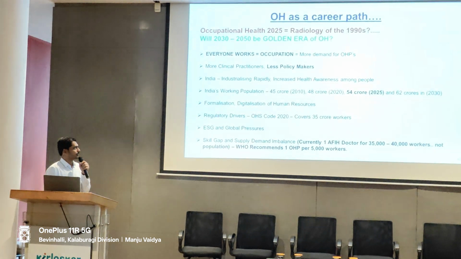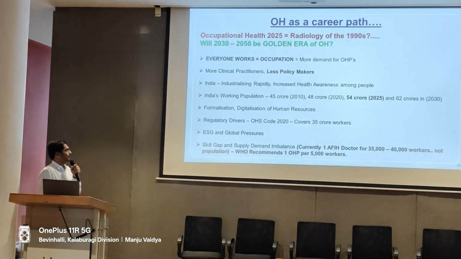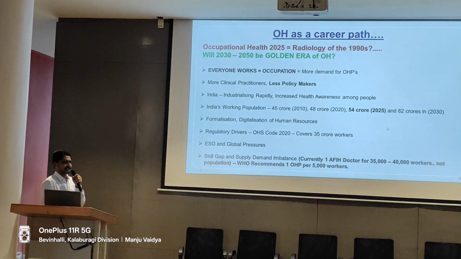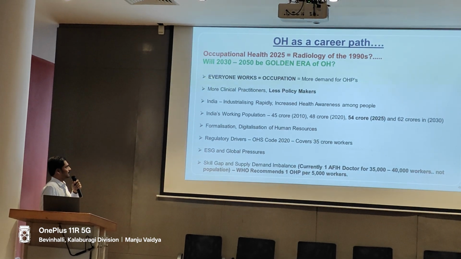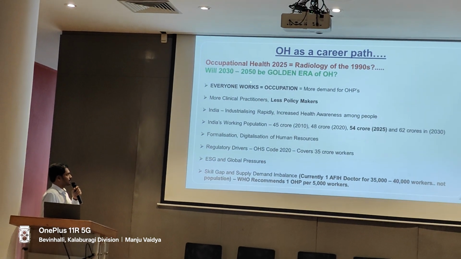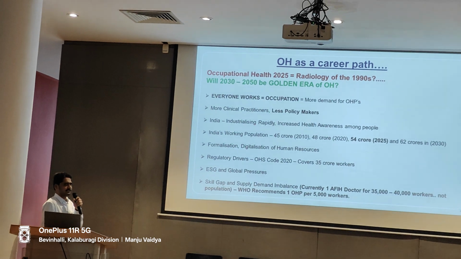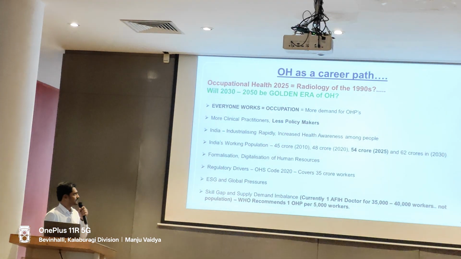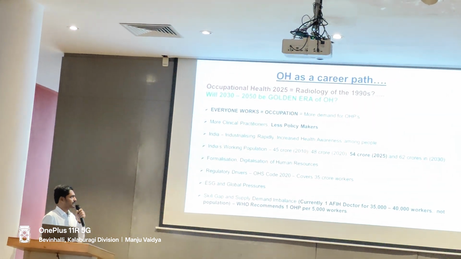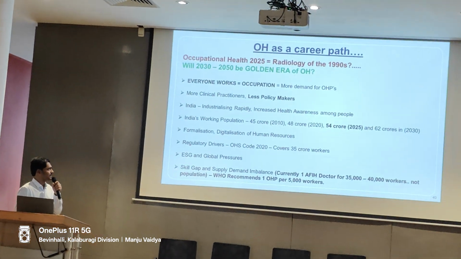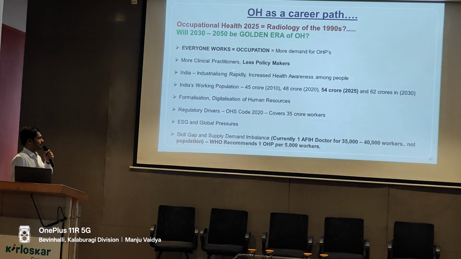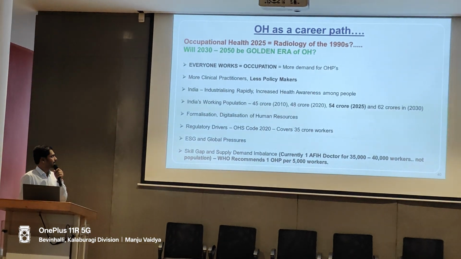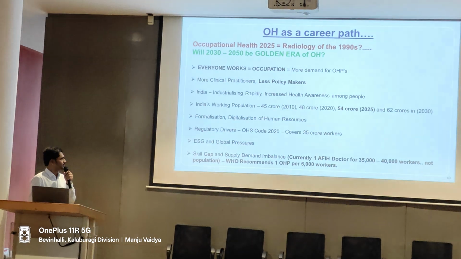So OH, occupational health as a career path. We can call it maybe occupational health is like radiology of the 1990s. I will tell you why. 2025 to 2030 is the golden era of OH. We feel so because everyone works in this country, everyone is in one occupation or the other. So there is more demand for OHPs and more clinical practitioners. There is a dire need of policymakers in the health sector. So there we will come into the picture.